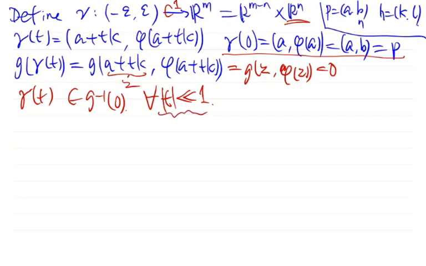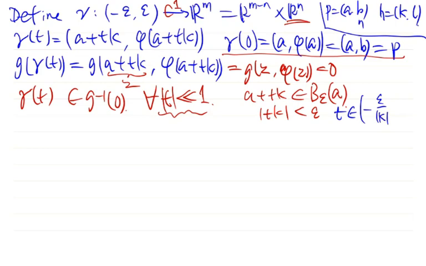How small will t be? The t will ensure that A plus tk belongs to the epsilon neighborhood of A. So this means the norm of tk is less than epsilon. So the range of t will not be minus epsilon to epsilon. t will be in the interval minus epsilon over the norm of k to epsilon over the norm of k. So for t in this interval, our conclusion is true.